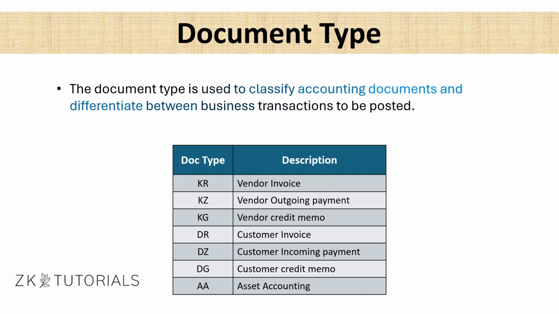Document types classify different kinds of transactions, and each document type has a unique code that helps the system recognize how to process and post the related financial entry. Using the correct document type ensures proper accounting, tracking, and reporting, making it easier to manage financial transactions. In simple words, document types are used to differentiate between business transactions to be posted.